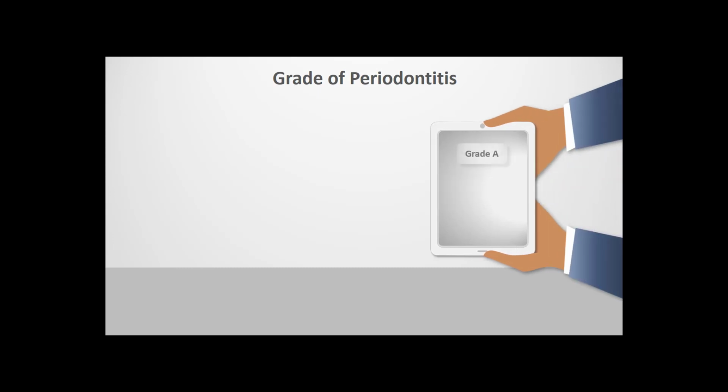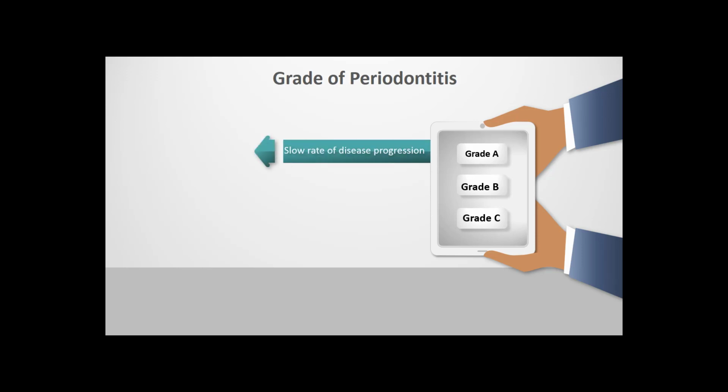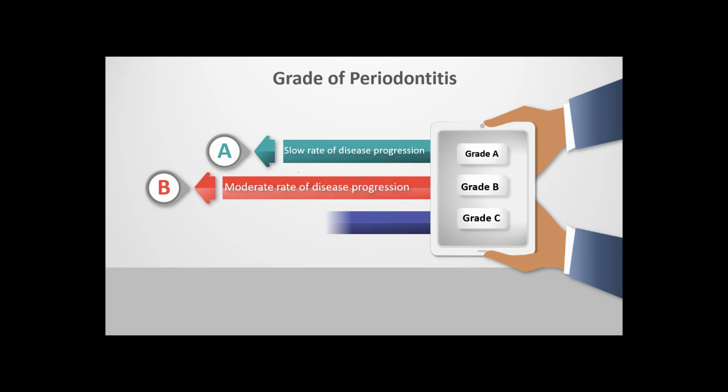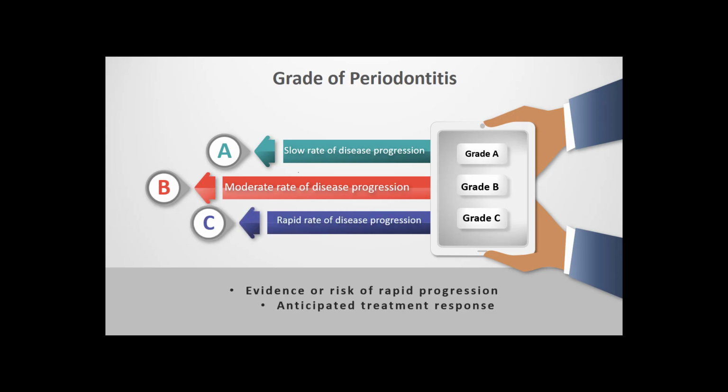Grading of periodontitis. So grade A, grade B, and grade C we looked at in the chart. This will just be an overview. We have grade A, which is the slow rate of disease progression. Grade B is moderate, and grade C is very rapid. Remember, if they smoke more than half a pack a day, or if they have uncontrolled diabetes, they're going to automatically be a grade C.